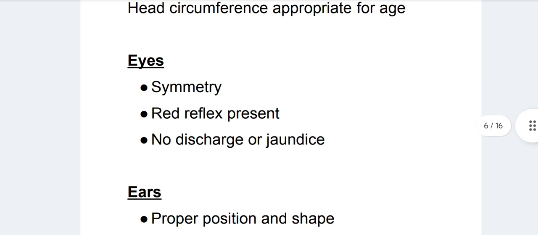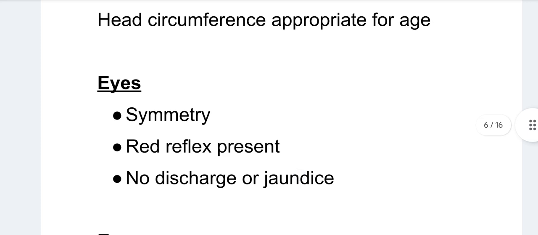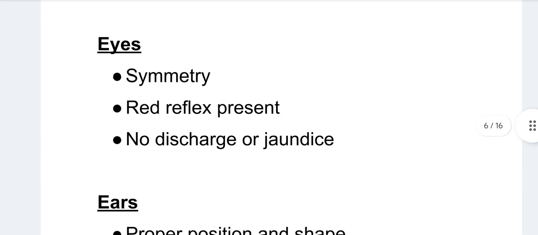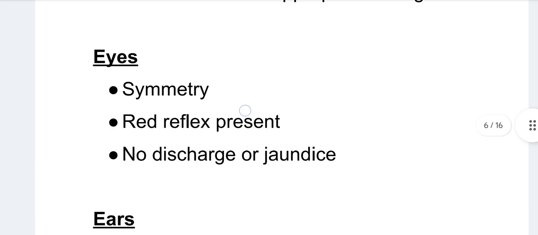Then the eyes should be symmetrical. Okay, and red reflex should be present, no discharge or jaundice. So when we talk about the eyes being symmetrical, we mean that they should be in a normal alignment. They should be in a position that they are always in a normal human. That's what we mean by symmetry.